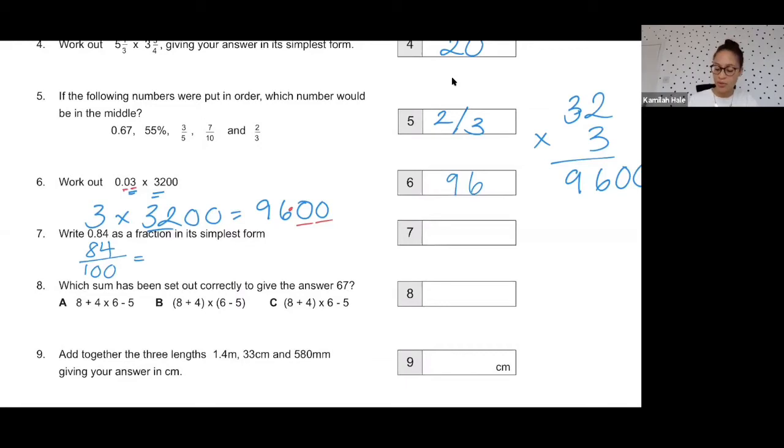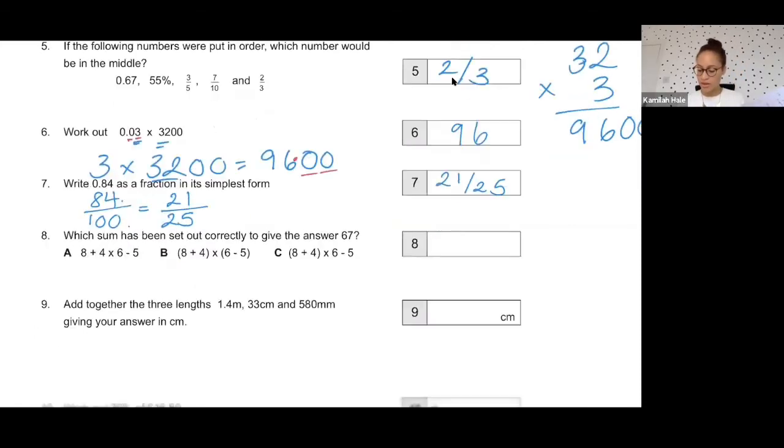So if you divide both the numerator and the denominator by 4, you get 21. 100 divided by 4 is 25. Now just check that those numbers don't go any further. Make sure you haven't forgotten a factor. That's fine. So our answer is 21 over 25. Lots of right answers there. So well done, guys.